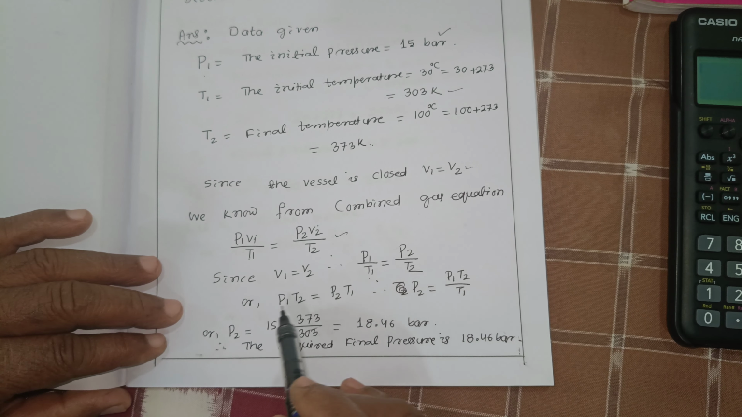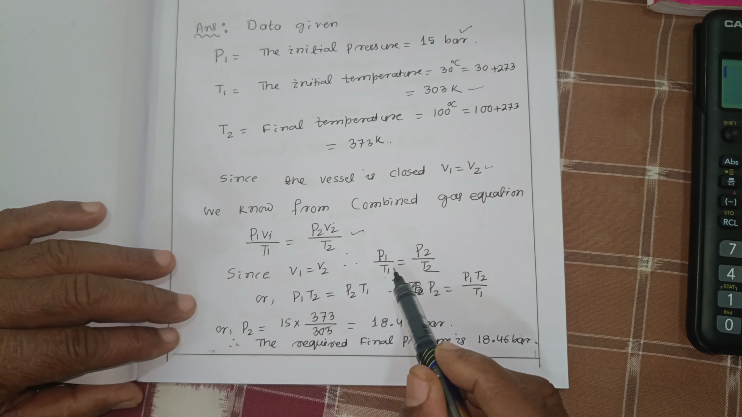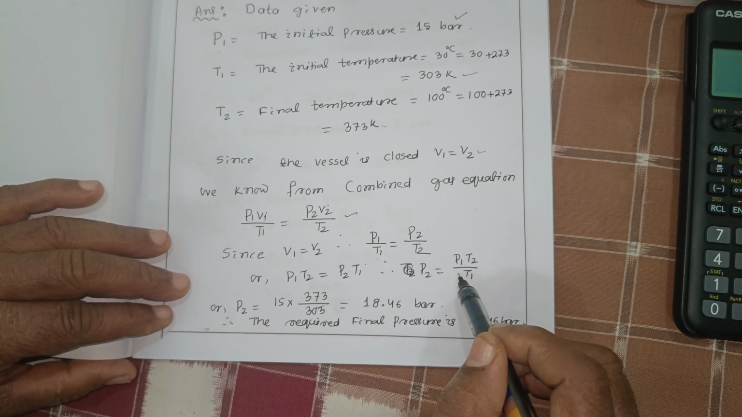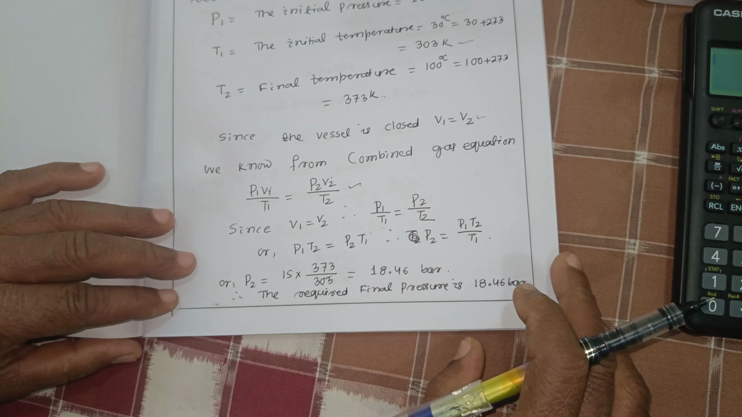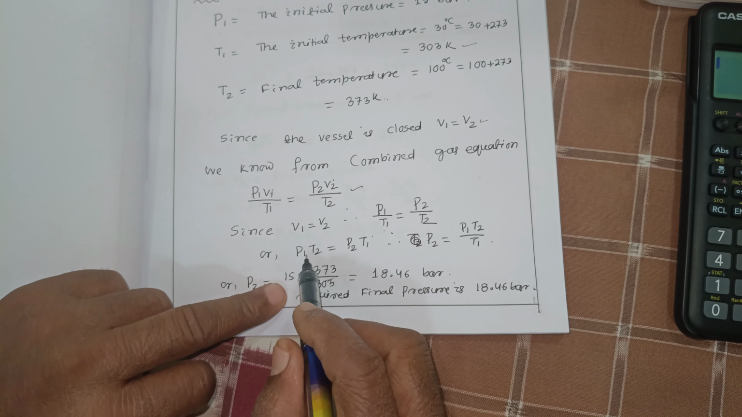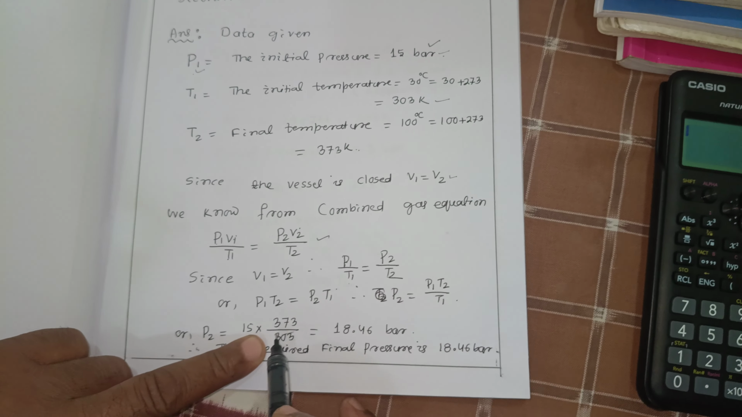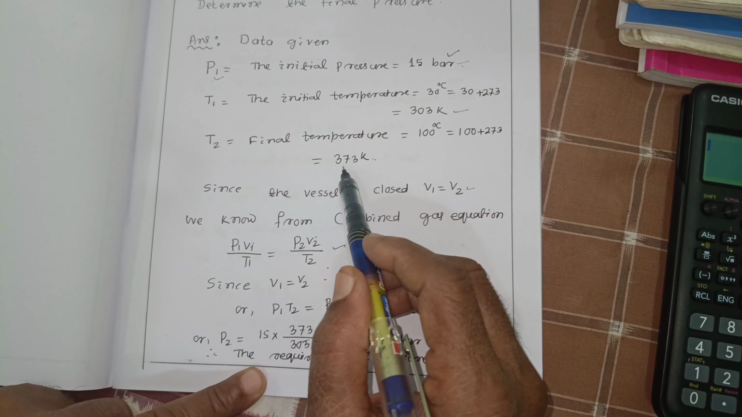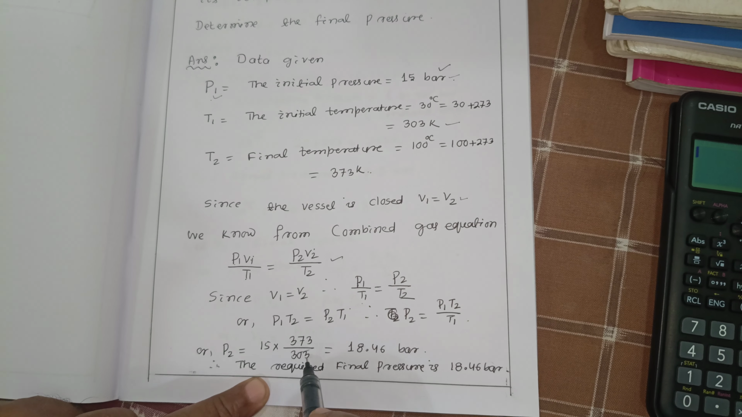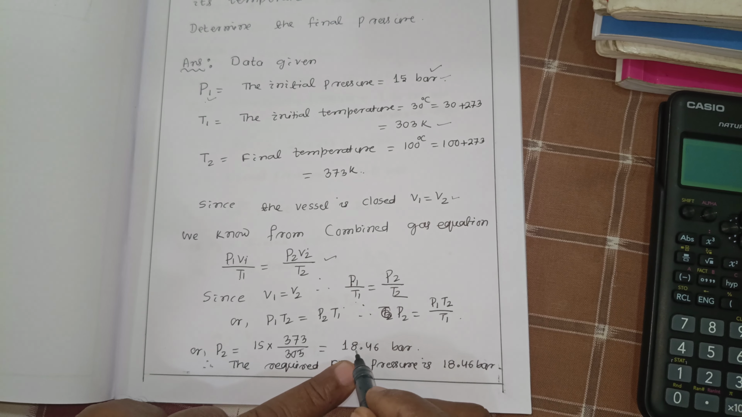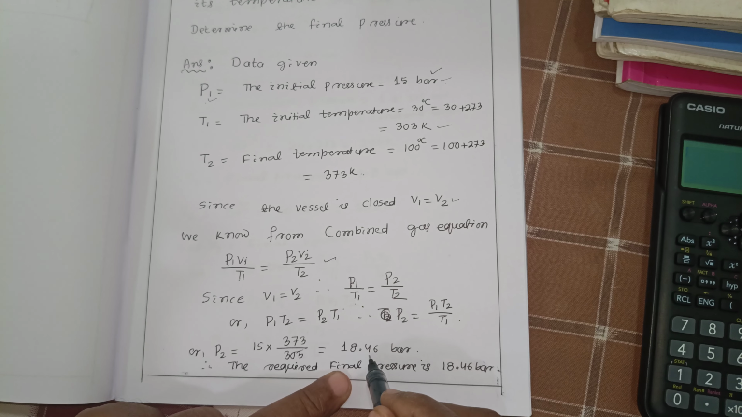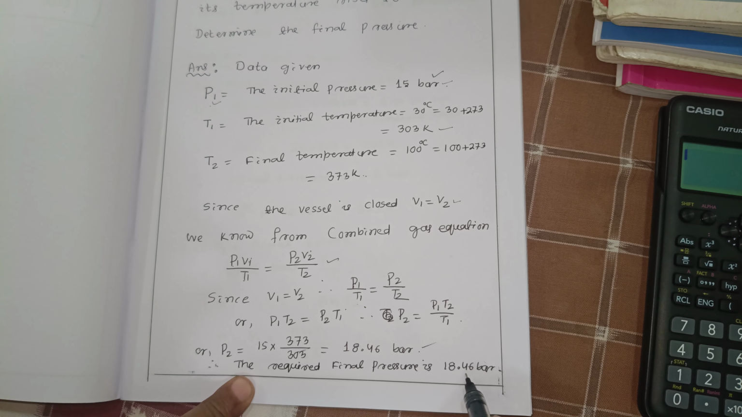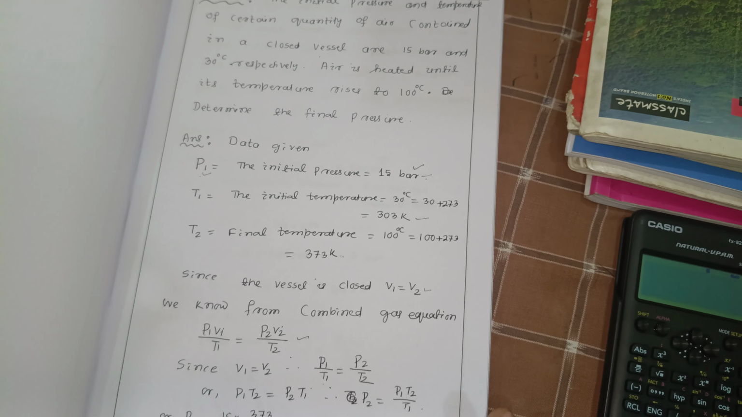After cross multiplication, P1 T2 is equal to P2 into T1, or P2 is equal to P1 T2 divided by T1. After putting all the values, we have P1 is equal to 15 bar, T2 is equal to 373 Kelvin, divided by T1, 303. After calculating we have 18.46 bar. Therefore, the required final pressure is 18.46 bar. Then I will discuss another problem.